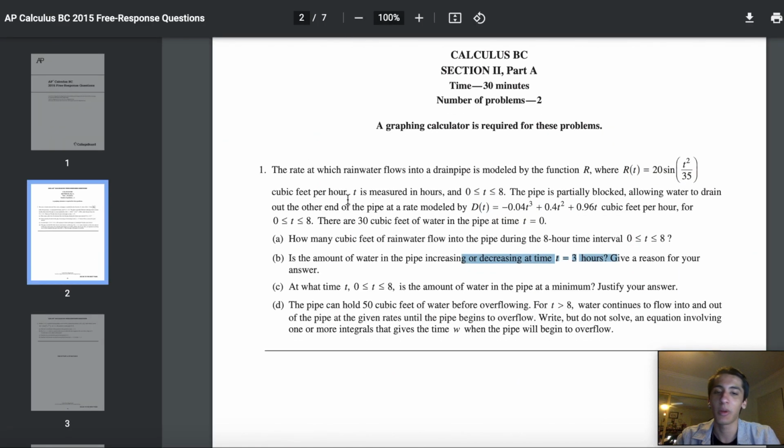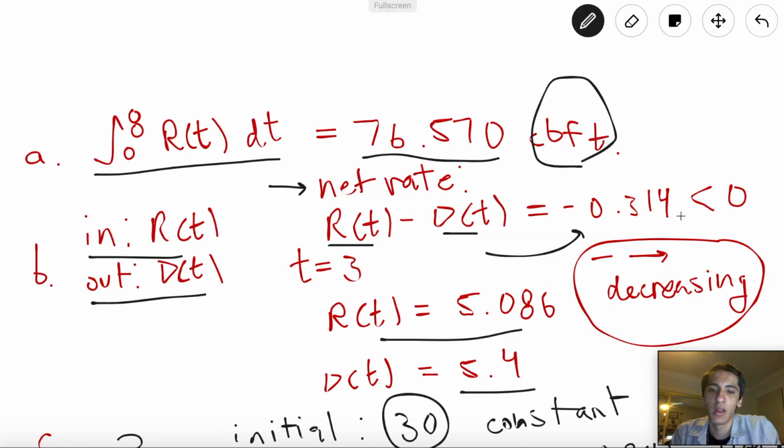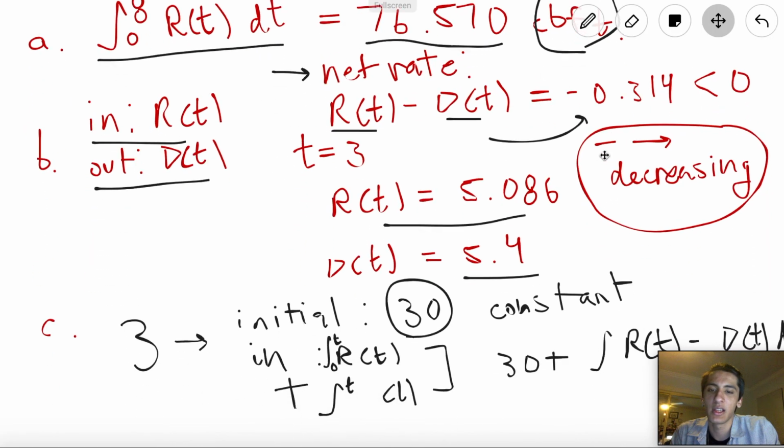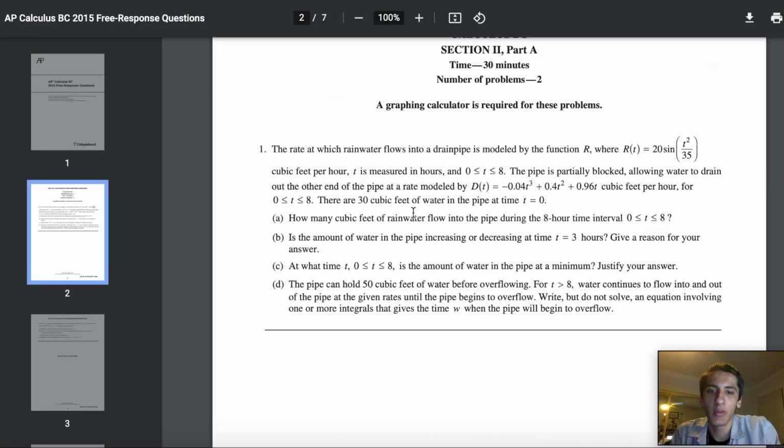This next part, part C, I'd say is probably the most difficult in the question. At what time t, from 0 to 8, is the amount of water in the pipe at a minimum? And justify your answer. So, essentially, like I mentioned before, we have our net rate. But we also have an initial value, because the pipe comes with 30 cubic feet at time equals 0.